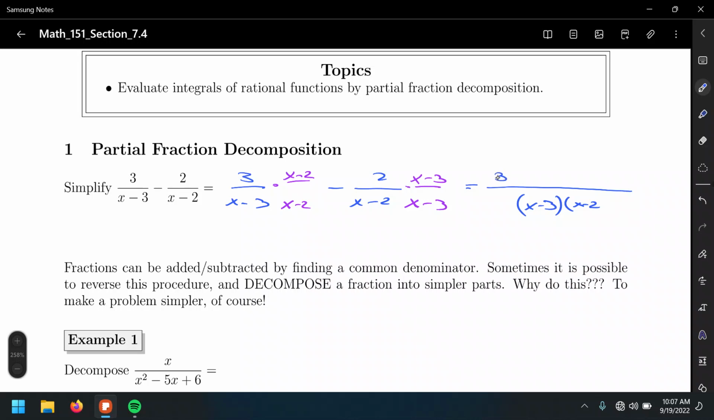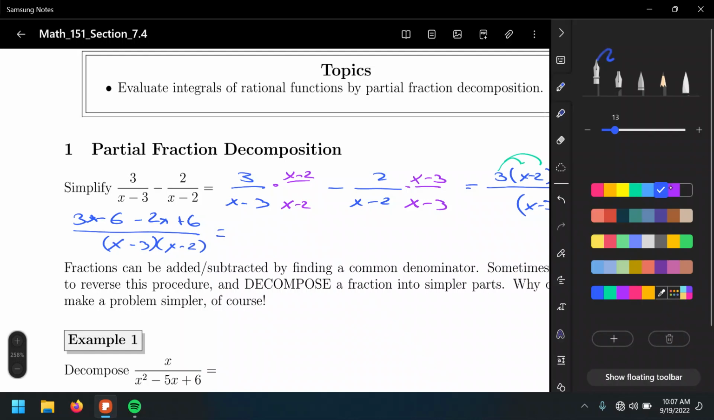In the numerator, we're going to get 3 times x minus 2 minus 2 times x minus 3. So we are essentially done with the combination of the fractions. Now we need to simplify the quantity in the numerator. So we're going to distribute these two quantities and combine like terms. That's going to give us 3x minus 6, and then minus 2x. Negative times a negative, be careful, that's a plus 6, divided by x minus 3, x minus 2.